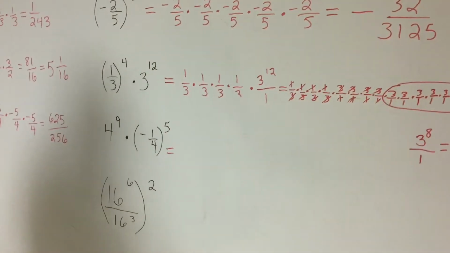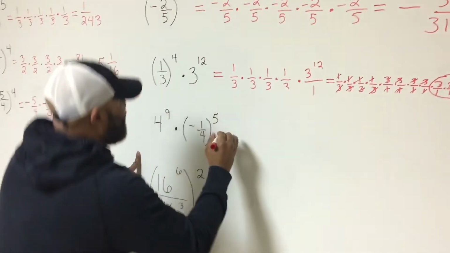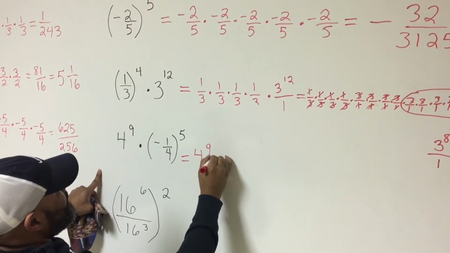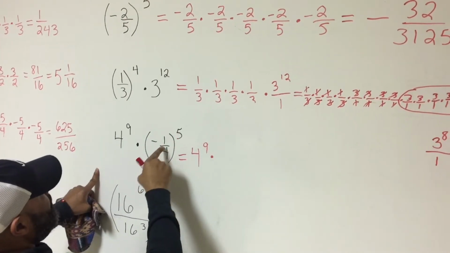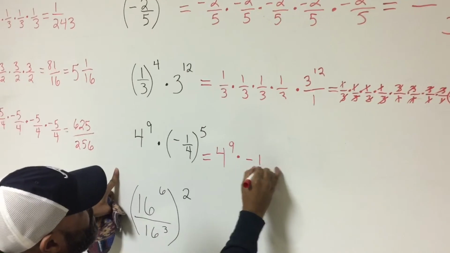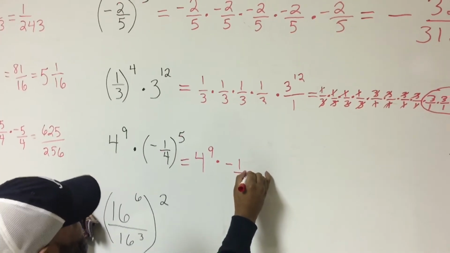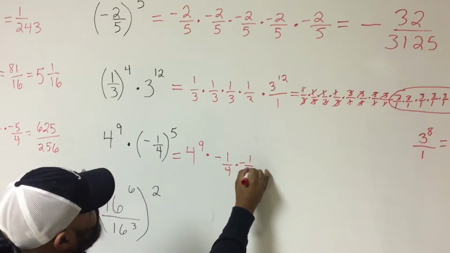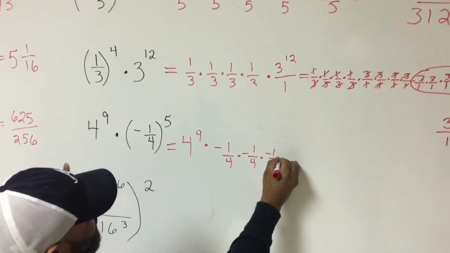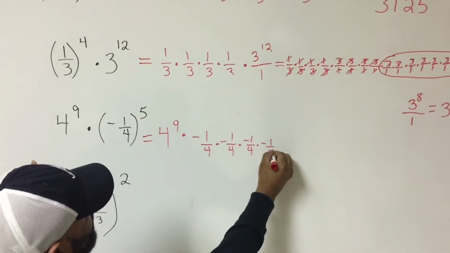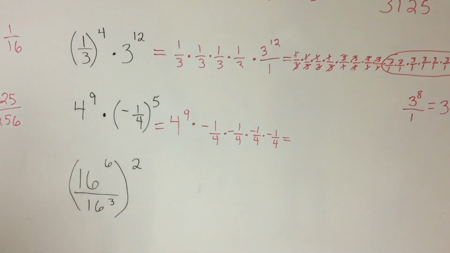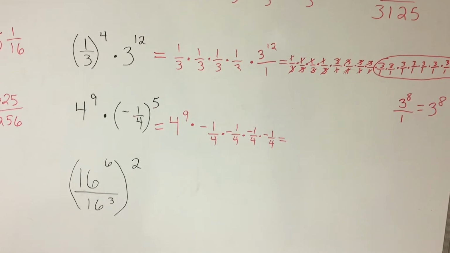All right, right here. 4 to the 9th times 1, negative 1 fourth to the 5th. So negative 1 fourth times negative 1 fourth times negative 1 fourth times negative 1 fourth. This problem is very similar to that problem. Let's see here how we want to attack it.